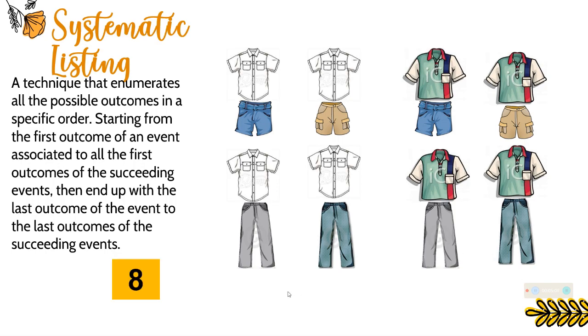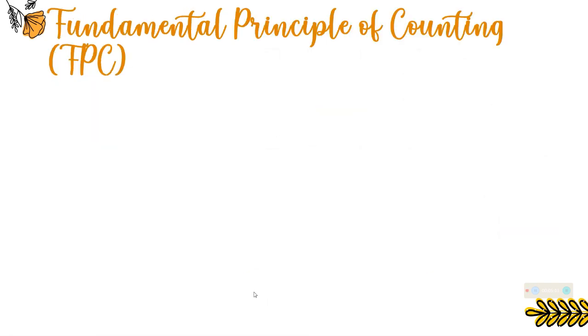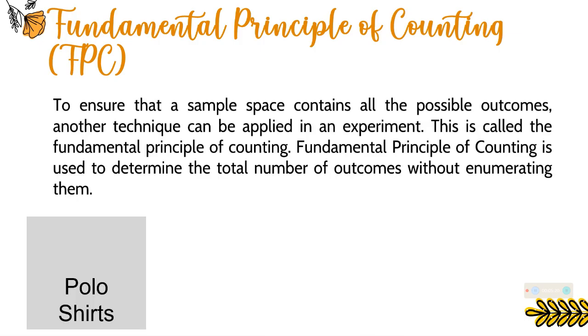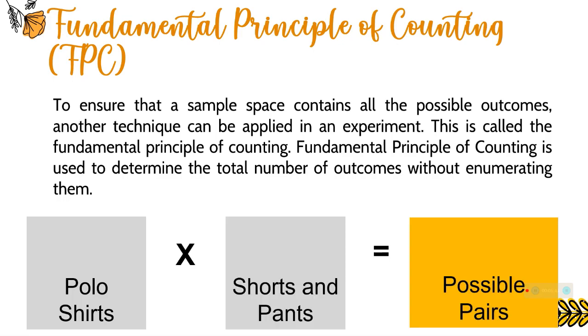And then we have 8 possible pairs obtained. Or we can also use the last method, the fundamental principle of counting, or FPC. To ensure that a sample space contains all the possible outcomes, another technique can be applied in an experiment. This is called the fundamental principle of counting. The fundamental principle of counting is used to determine the total number of outcomes without enumerating them. So, simply by multiplying.